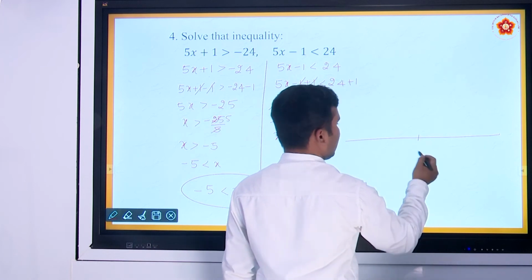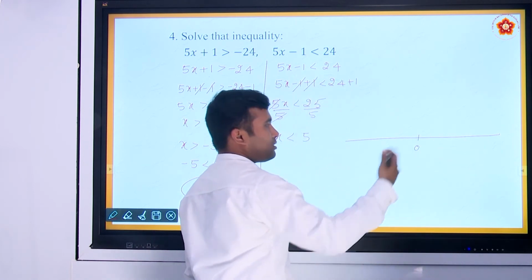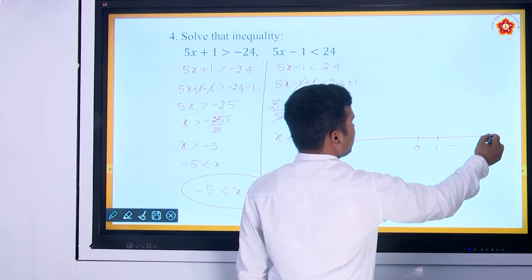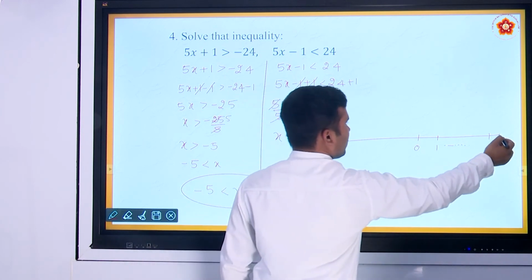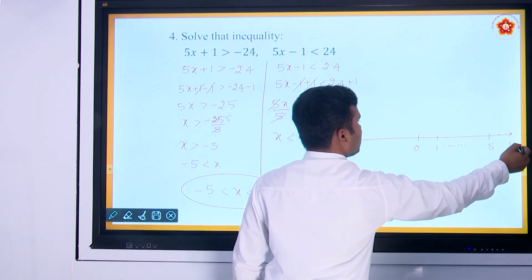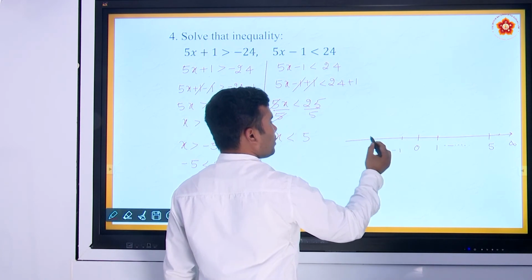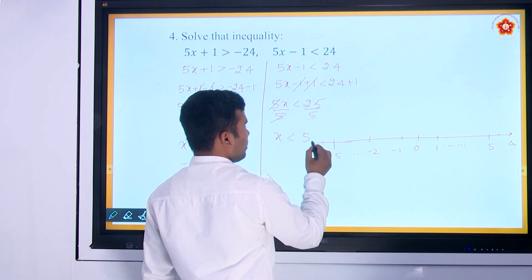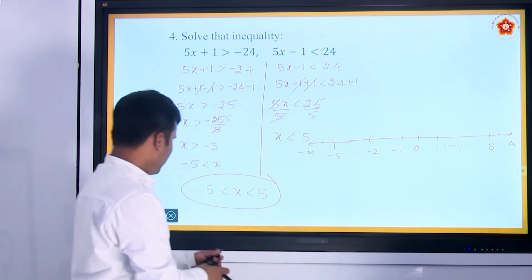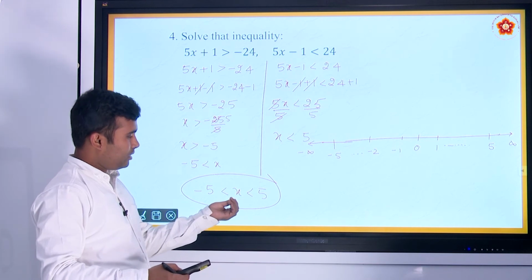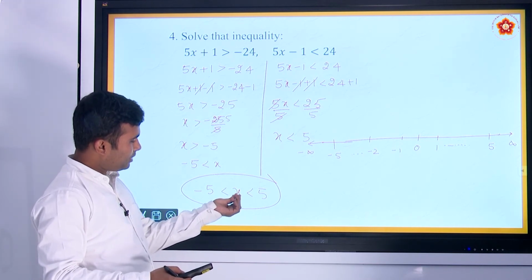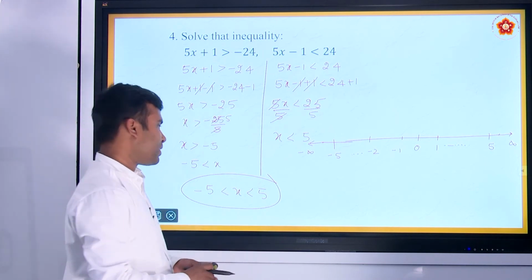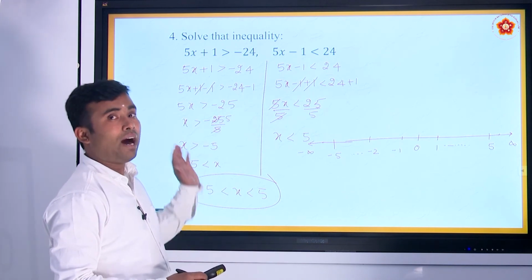I can represent this in a graph as well. So this is a real line, showing the values of x. We can say 0, 1, 2, 3 till 5, 6 also there, even up to infinity. And here minus 1, minus 2, and so on, minus 5, and so on, minus infinity. But you look at here, x is in between minus 5 and 5, which is not equal to 5 or minus 5.